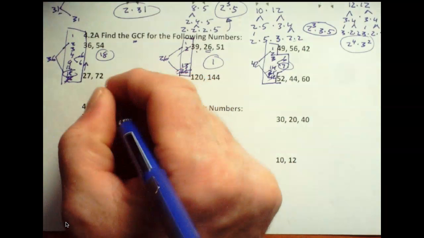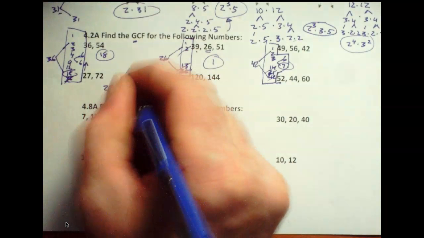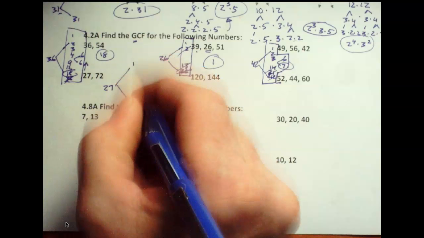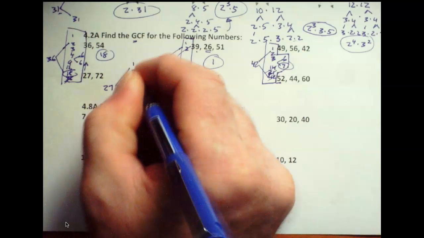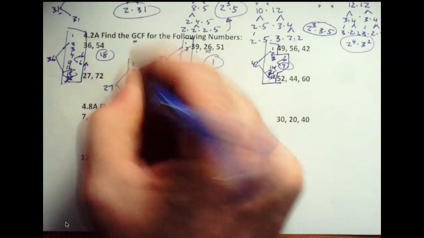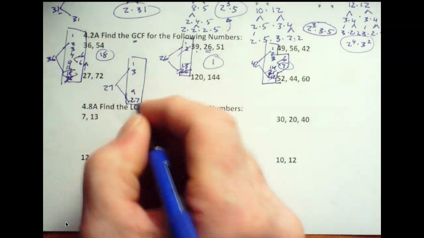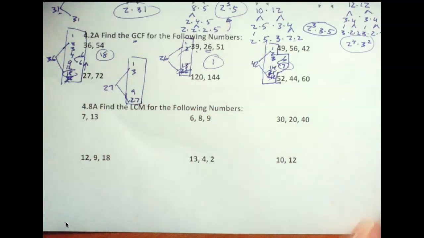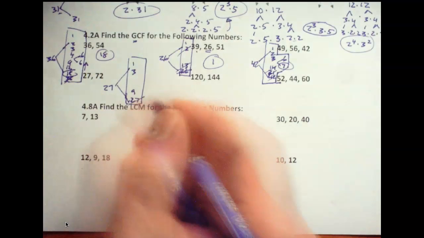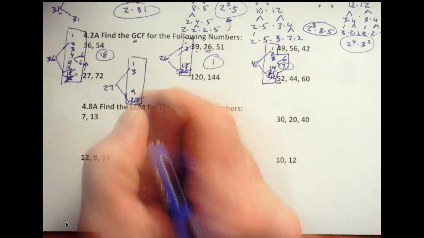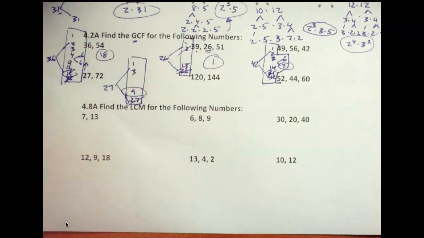All right, I'm going to do these other ones a little more quickly. We'll do 27. So here's 27. Here's my factor tree. 1, 27, 3, and 9. So you get all my factors. And then, does 27 go into 72? No. 27 goes into 81, but not 72. Does 9 go into 72? Yes. There's your GCF.